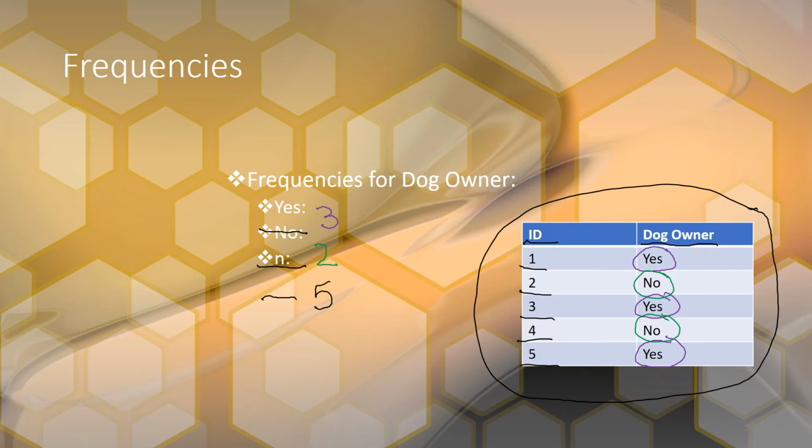I also told you that the frequencies in each category should add up to the sample size. So we had 2 categories, and in the first category we had 3 people, in the second category we had 2 people, and that adds up to 5. So check on that.